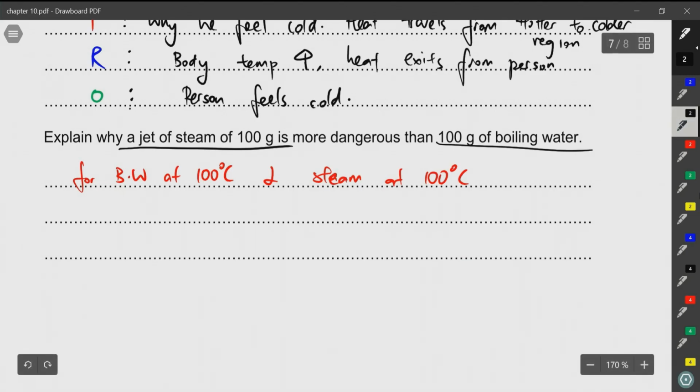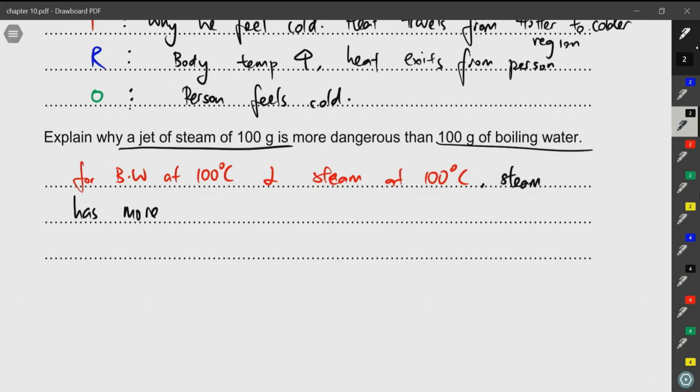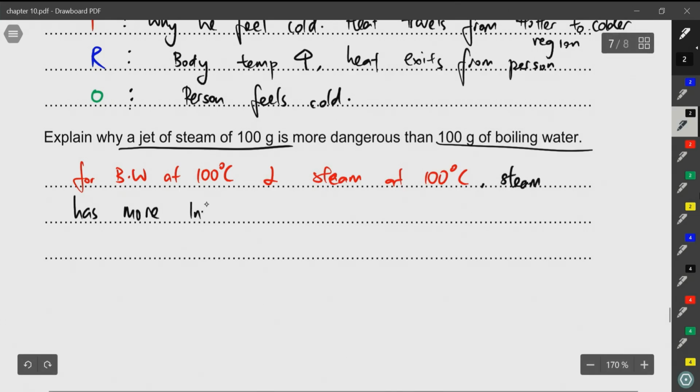All right, so for boiling water at 100 degrees Celsius and steam at 100 degrees Celsius, steam has more, but the thing is both are at 100 degrees Celsius. So if you talk about kinetic energy, you might be wrong, because kinetic energy has to do with temperature. In this case their kinetic energy is similar because of their same temperature. So what we're going to talk about here is internal energy. Steam has more internal energy, therefore it is more dangerous, as it may release more energy to whoever touches it.